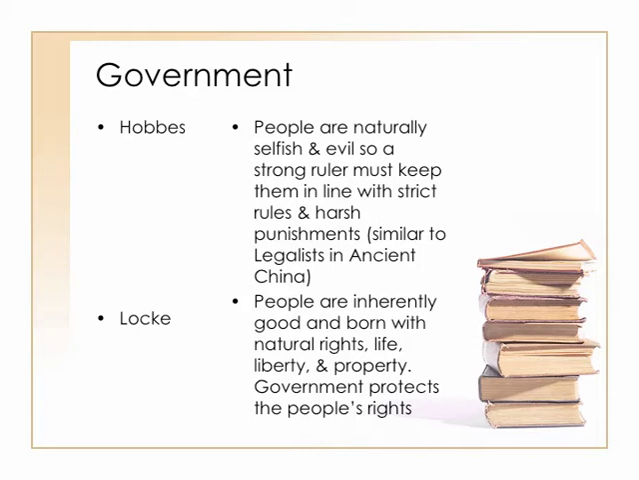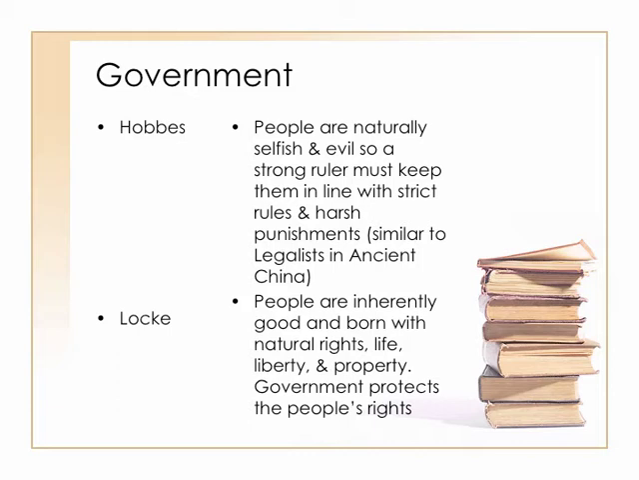All right, the government. You have two main views. The first is Thomas Hobbes, who believes that people are naturally selfish and evil, so you have to have a strong ruler to keep them in line with strict rules and harsh punishments. It's very similar to the legalists in ancient China, and remember Emperor Qin used the legalist method to unite and maintain order in China.